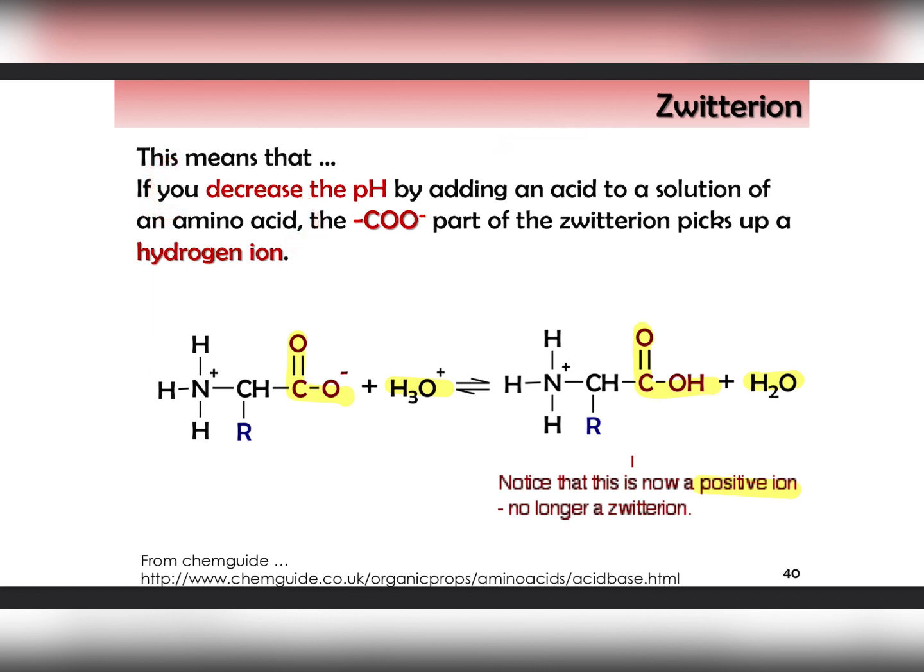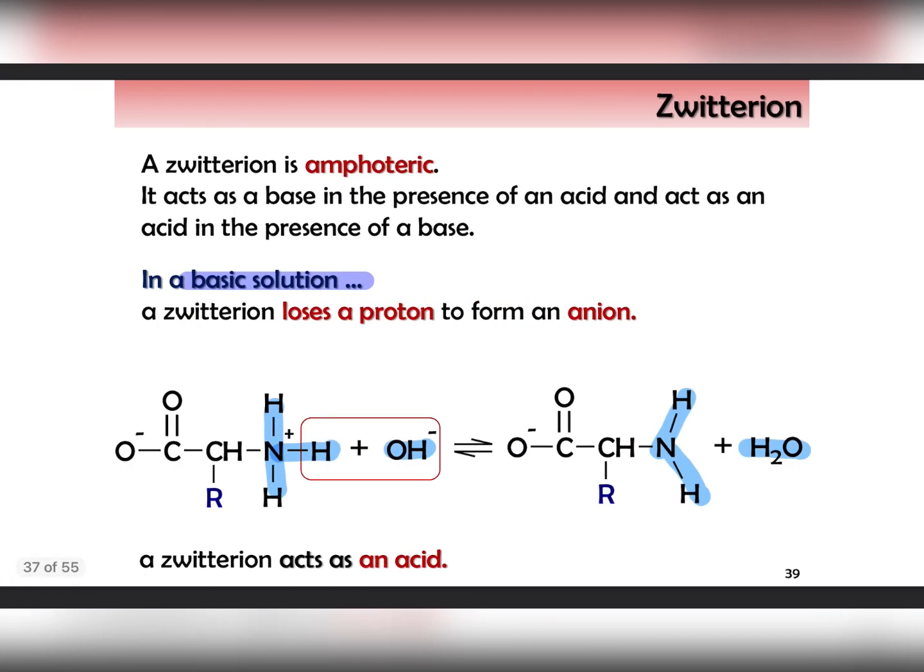Okay, so what will happen is that the COO- will react with the acid in your solution, so it will accept this hydrogen, one of the hydrogens from the acid, and form COOH. So now you only have a cation, this part, or a positive ion. It is no longer a zwitterion when it is in acidic or basic medium. So now we look at basic solution.